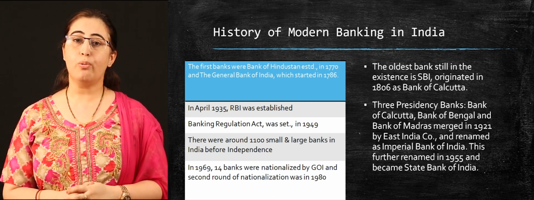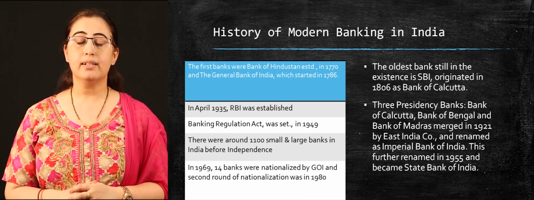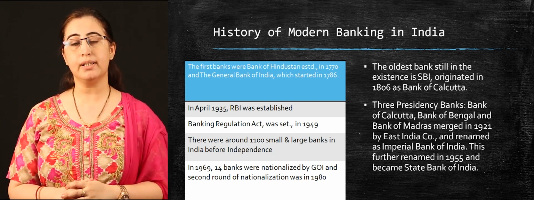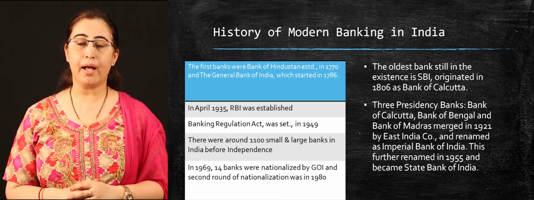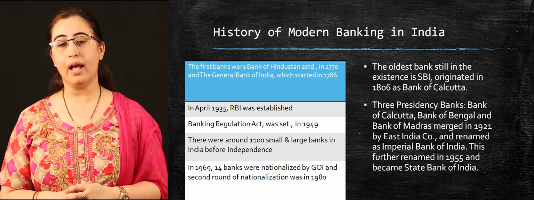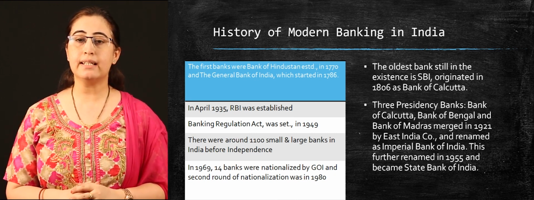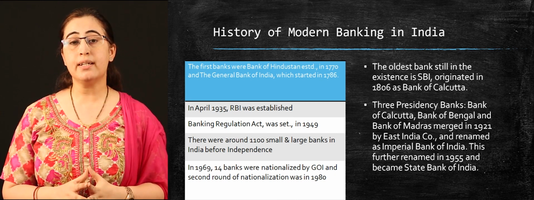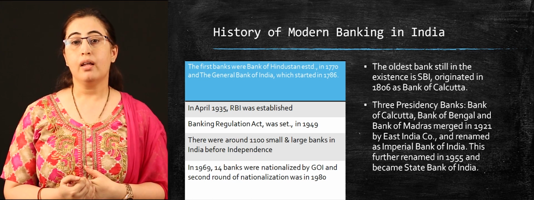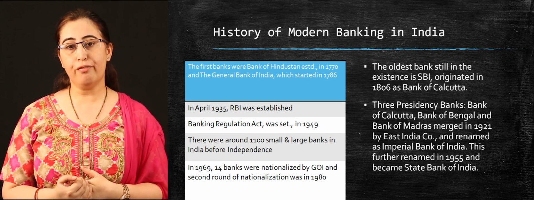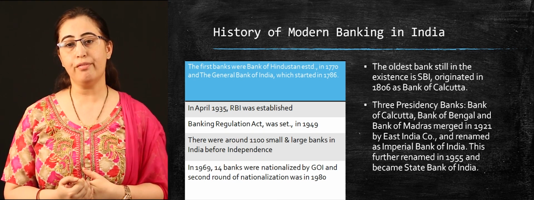When we talk about the oldest bank in existence in India, that is SBI. Established in the year 1806 as Bank of Calcutta. Three Presidency Banks, Bank of Calcutta, Bank of Bengal and Bank of Madras merged in 1921 by the East India Company. So, the East India Company was the pioneer which started the banking sector in India. This was renamed as Imperial Bank of India and further renamed in 1955 as State Bank of India.